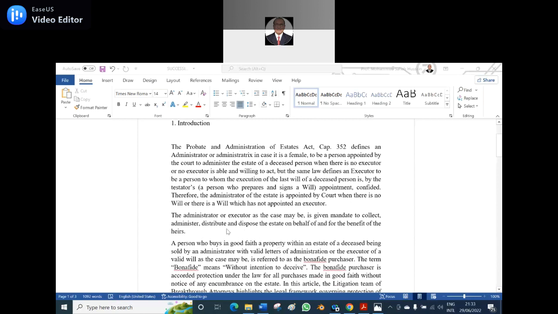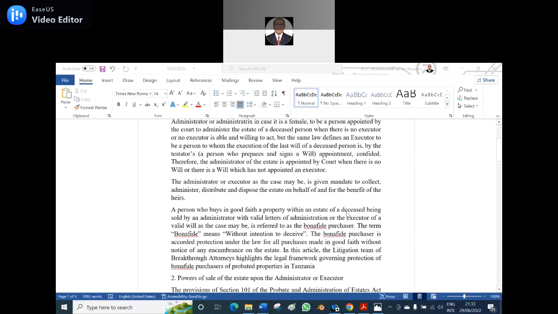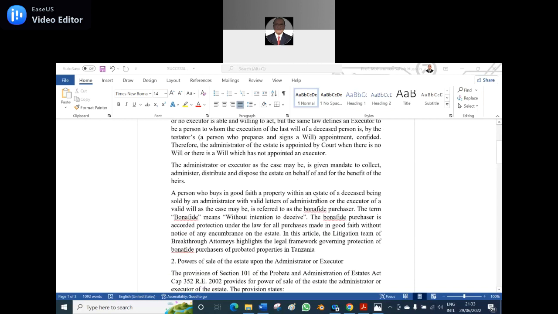That is the case. The administrator or the executor, as the case may be, is given a mandate to administer, distribute, and dispose of the estate on behalf of and for the benefit of the heirs. For the benefit of the heirs, the administrator will act. Of course, he will get remuneration, an honorarium will be paid. Once it is over, naturally he ceases to be the administrator.